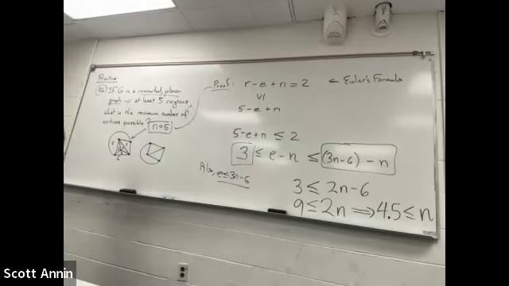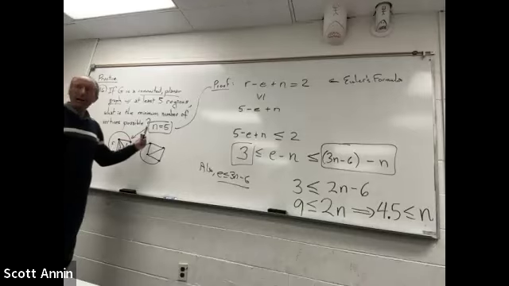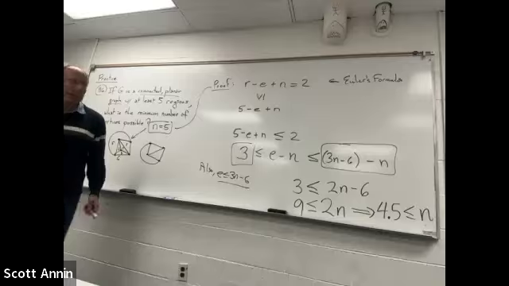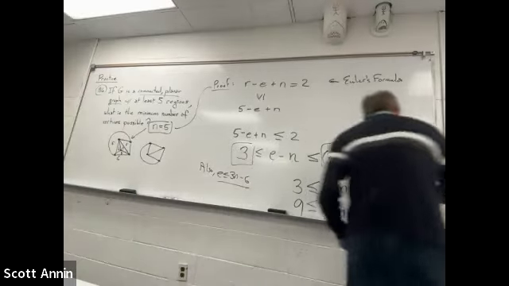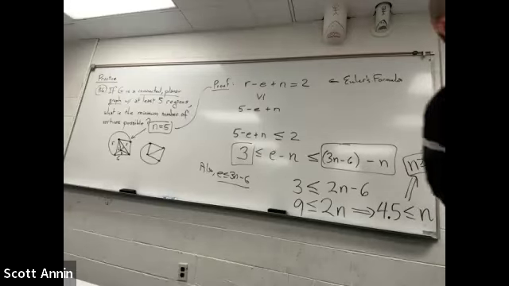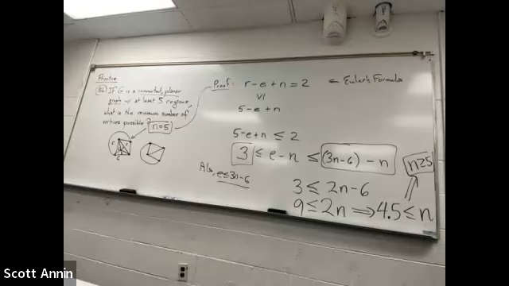Well, it can't be equal to 4.5. It has to be a whole value, and the smallest whole value that n could be would be 5. So there's your proof. Because it has to be an integer, n is at least 5. Yeah, that's how that's going to work. That makes sense?